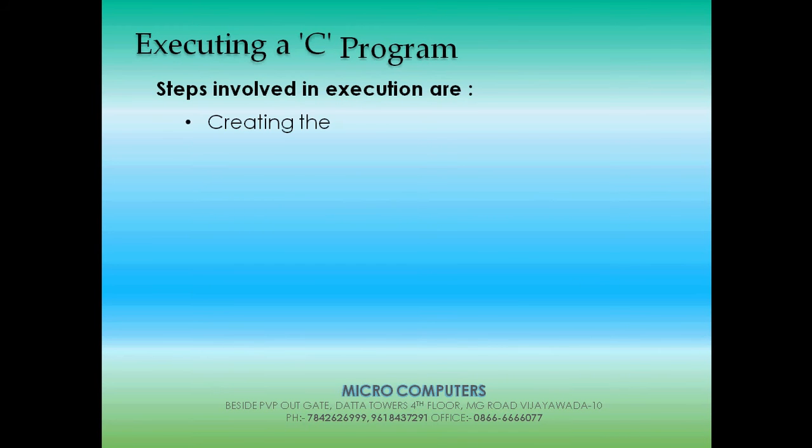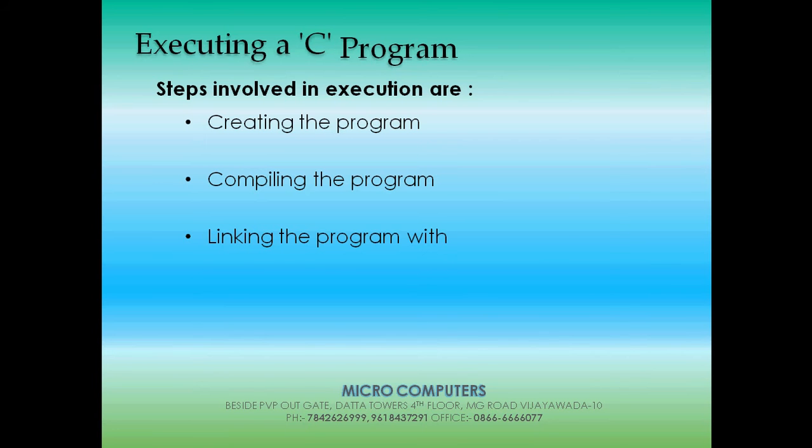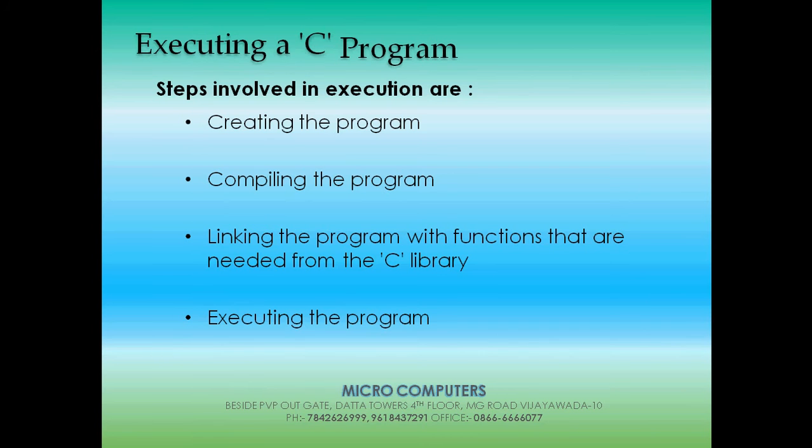Executing a C program. The steps for execution of a C program are: firstly, a program is to be created and saved. Then the program should be compiled. If there are no errors, the program is linked with the functions that are needed from the C library. Finally, the program is executed.